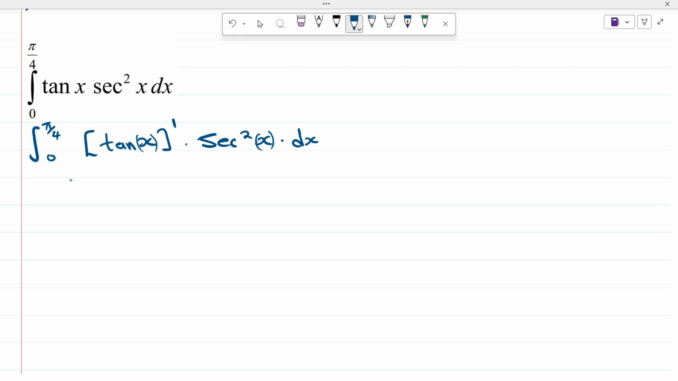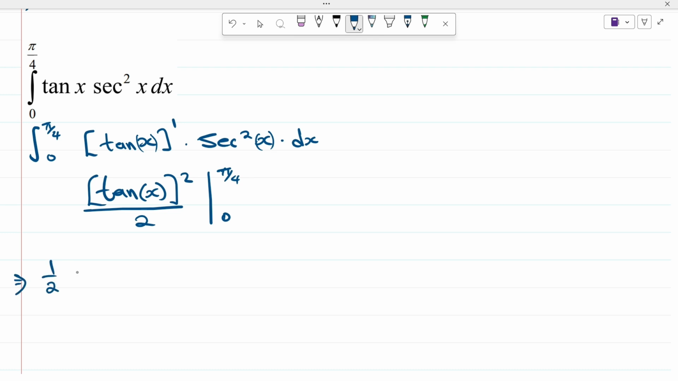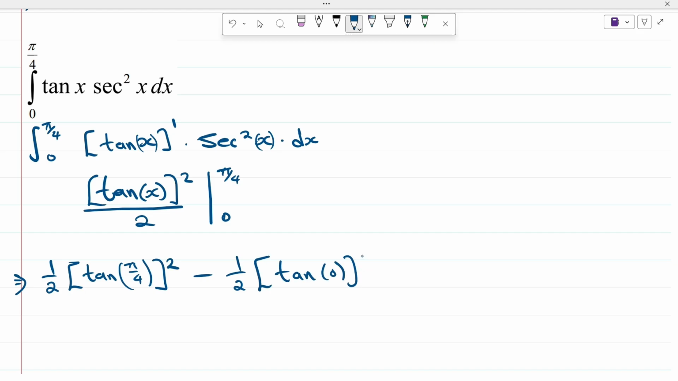So we can just use the general power rule and say this is the same as tan of x to the power of 2 divided by 2. I put my limits, pi over 4 and 0. Then I substitute my limits. There it's going to be 1 over 2 tan pi over 4 squared minus 1 over 2 tan of 0 squared.